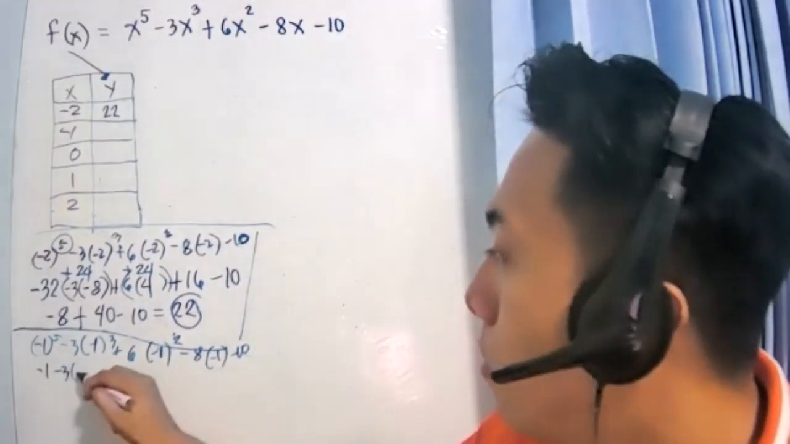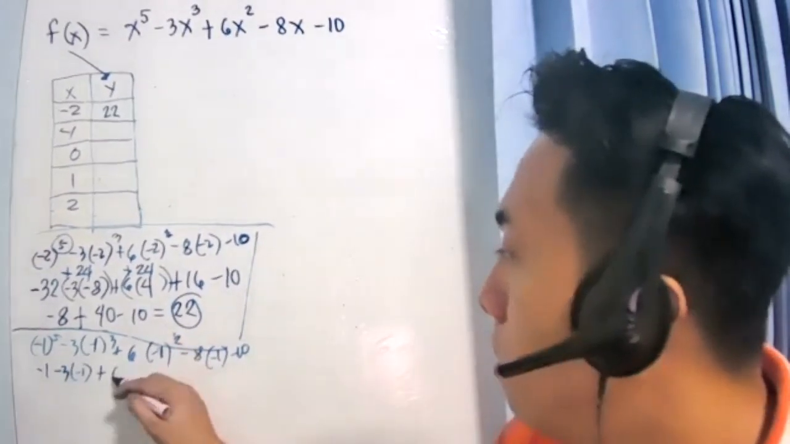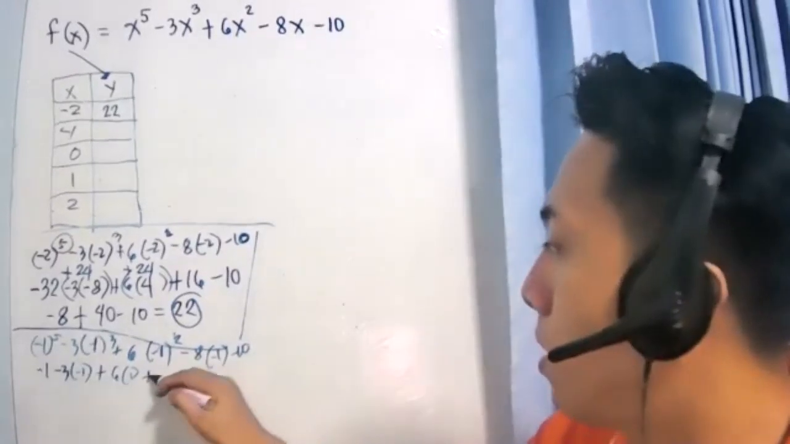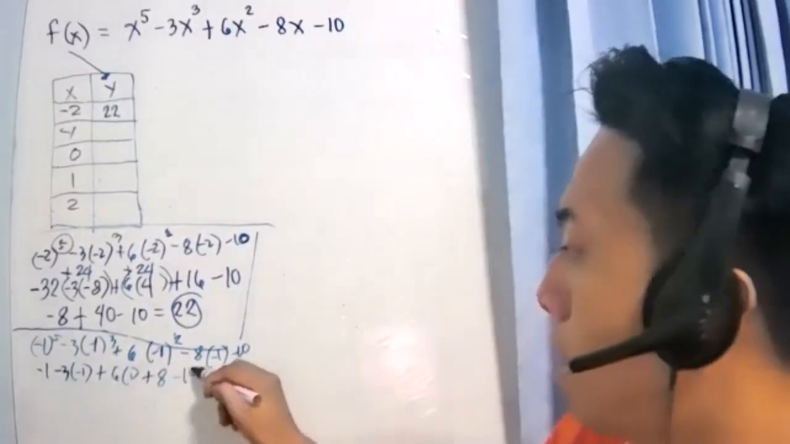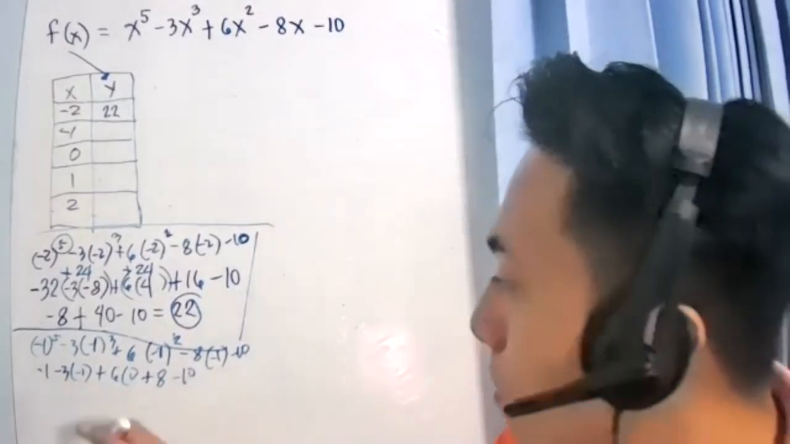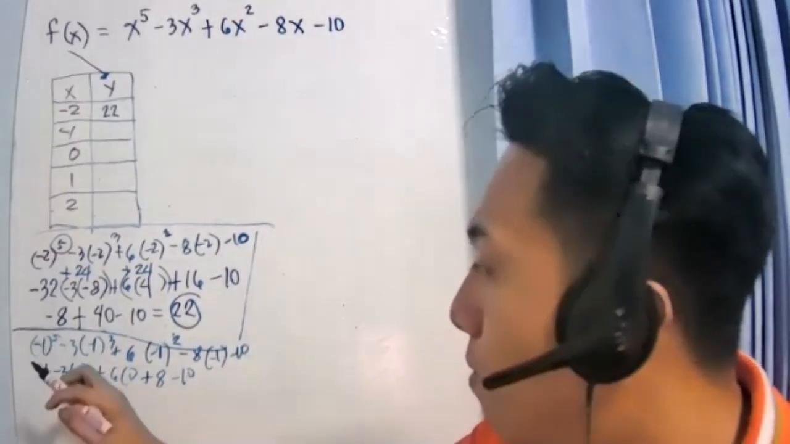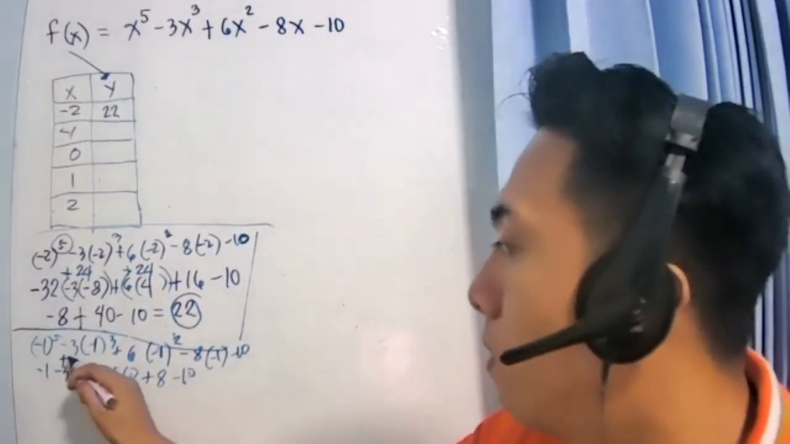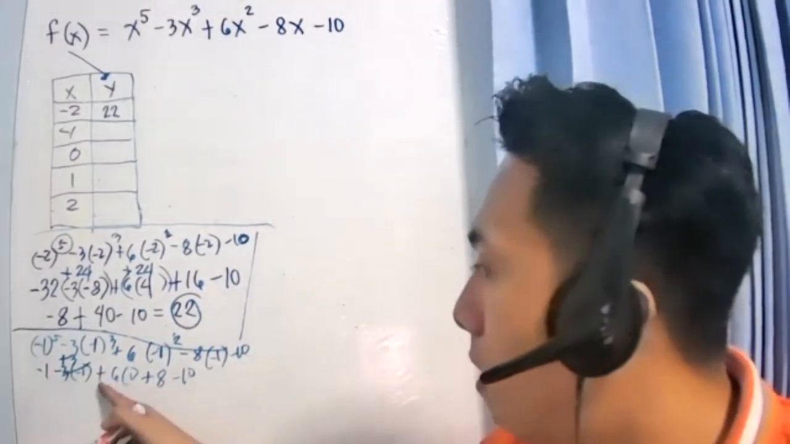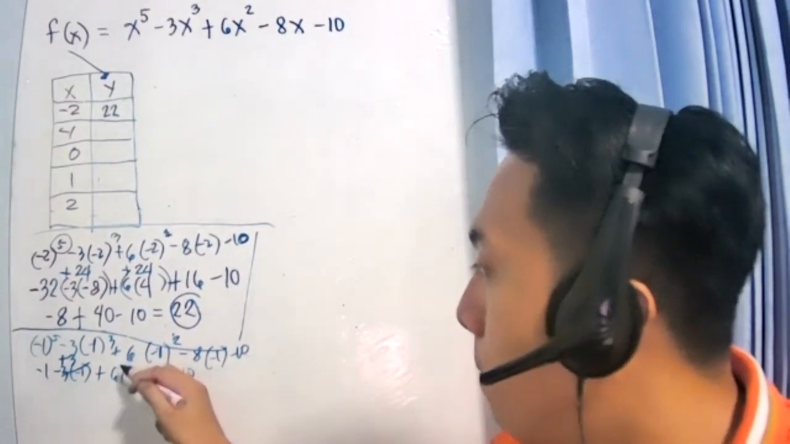Odd, so I'll put negative 1. Even, so I will put positive 1. Negative times negative, that will be positive 8 minus 10. Multiply this 2 and this 2. Okay, so negative 3 times negative 1 is positive 3. Okay, so plus 3 na siya. On this side, we have plus 6.